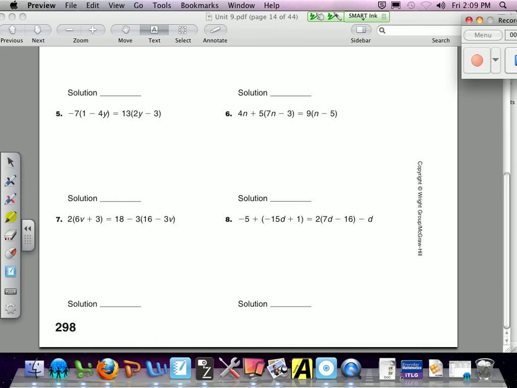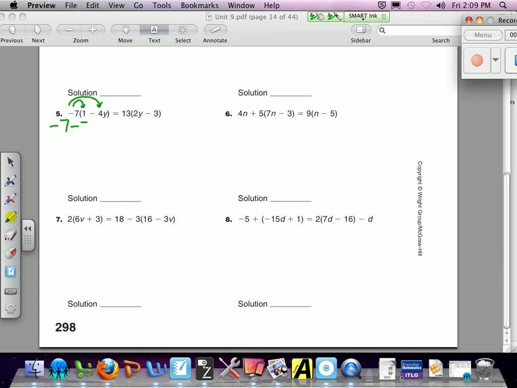When I do negative 7 times 1, I get negative 7. It's distributive property over subtraction. So minus negative 7 times 4y, that's going to be negative 28y. I know subtracting the negative is the same as adding the positive.